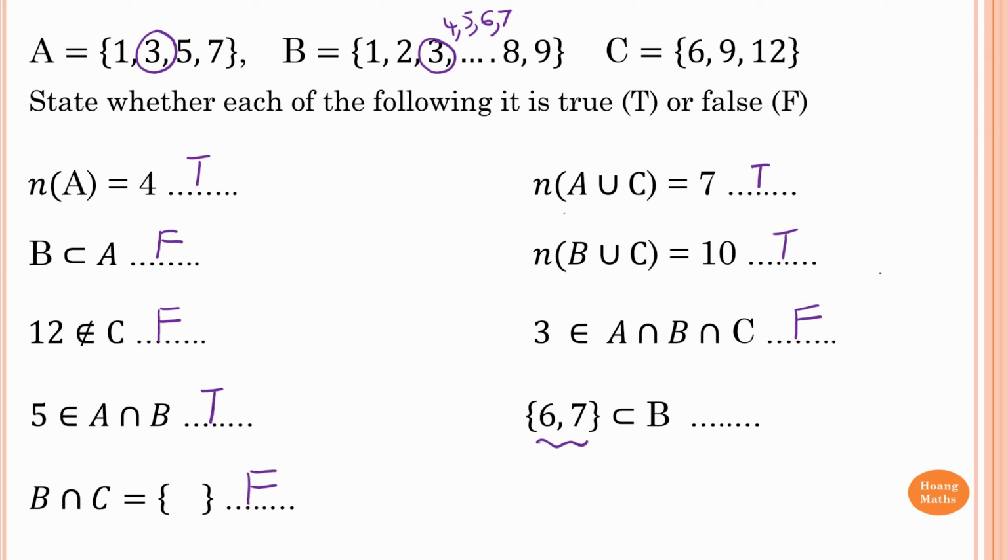Last one. So this set here is actually a subset of B. So in other words, are 6 and 7 from B? Yes, because we have 6, 7 there. So which means true.